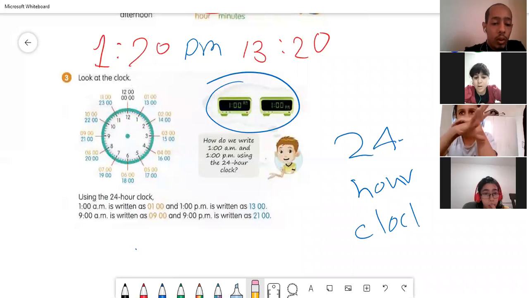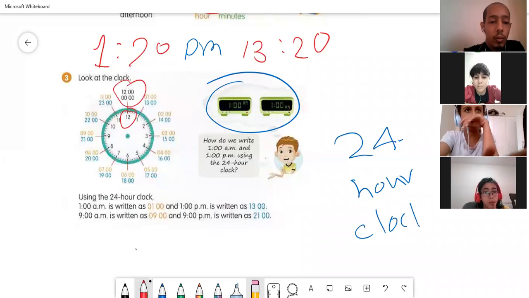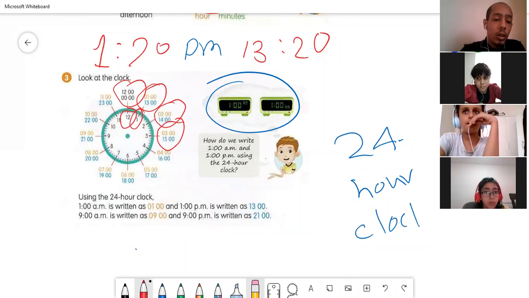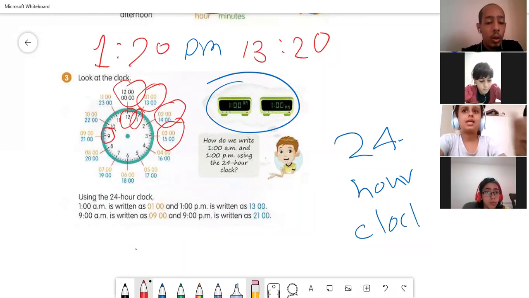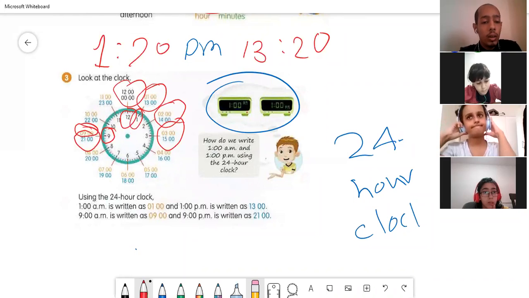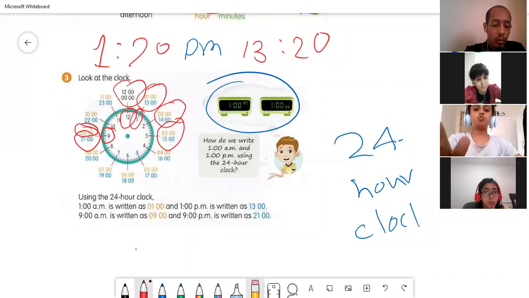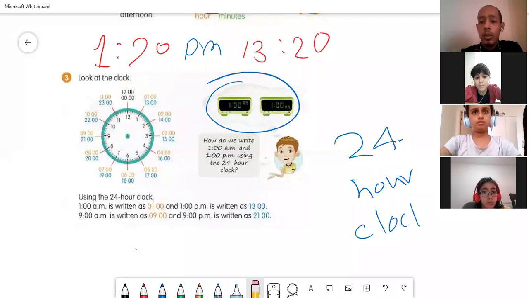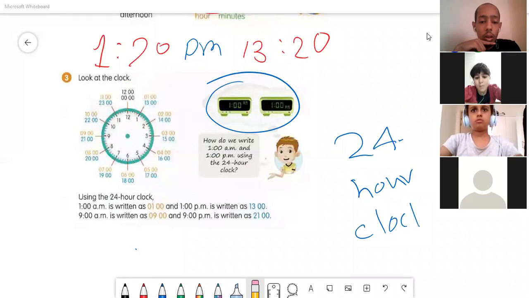With the number 12, it could be 12 or 00. With the number 1, it could be 1 or 13. 2 could be 2 or 14. 3 could be 3 or 15, and so on. For example, 9, with the 24-hour clock, could be 9 in the morning, or 21 o'clock in the night. So from this picture, you can easily say which it is according to the time itself.